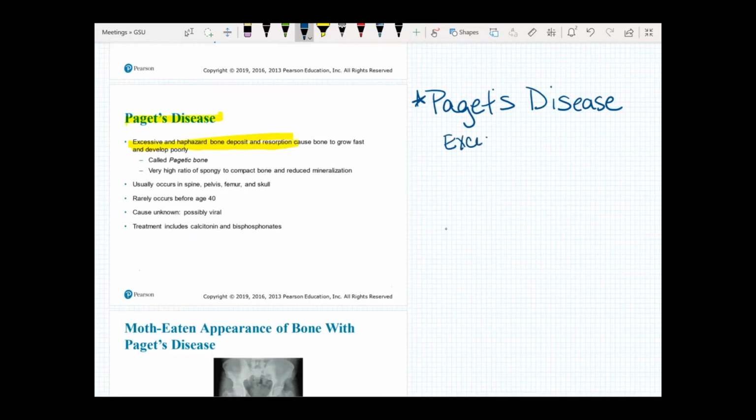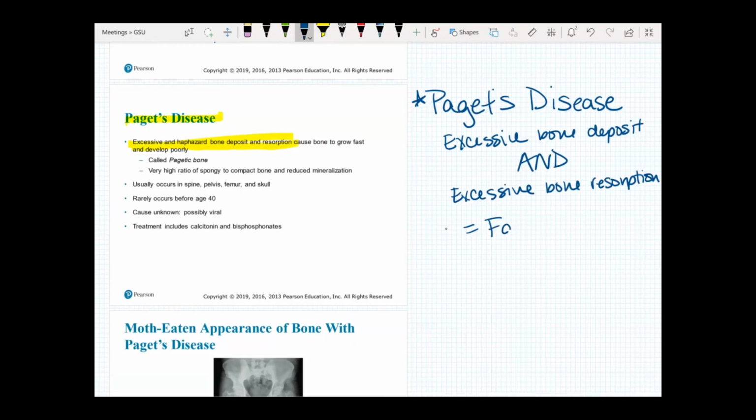You will have excessive bone deposit, so you're laying down a lot of bone, but you're also going to have excessive resorption. Essentially you're doing the normal process, but you're just doing it at hyper speed. It's just a fast process. So what you're going to get is poorly developed bones, because essentially the process happened too quickly. They have not been able to develop correctly.